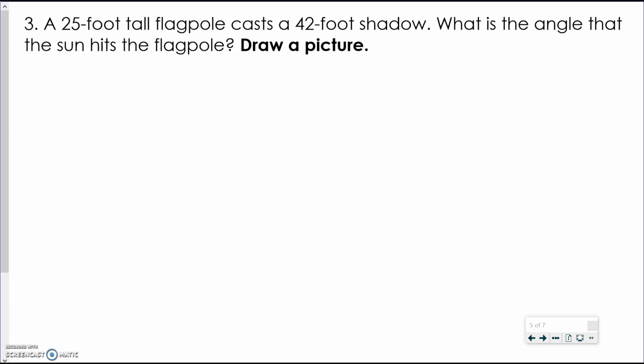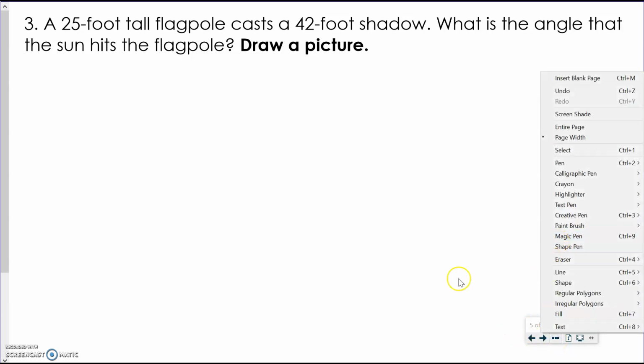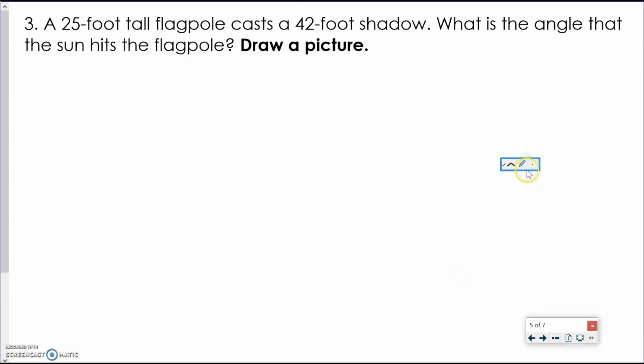All right, so here is the second part of the 7.4 notes that we'll be going over. For another example, we have a 25-foot flagpole that casts a 42-foot shadow. What is the angle that the sun hits the flagpole?